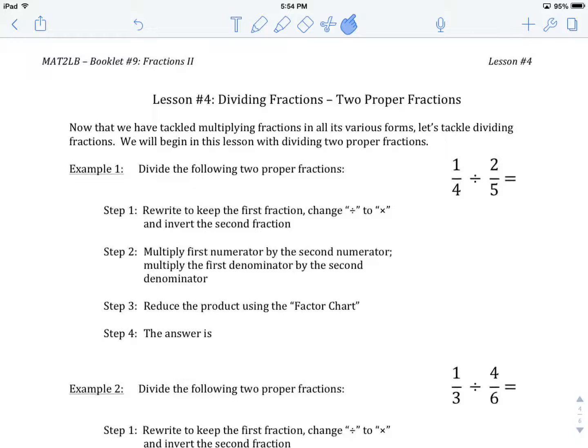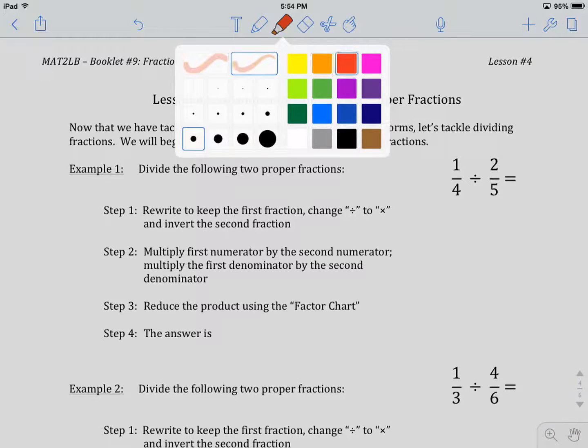Divide the following two proper fractions. 1/4 divided by 2/5. Now, dividing by a fraction is the same as multiplying by its inverse. So that's our step number 1. We're going to rewrite this by taking division by a fraction and rewriting it as multiplication by the inverse of that fraction. Now we have an acronym to help us remember that, and that acronym is KCI. So I'll show you how that works.